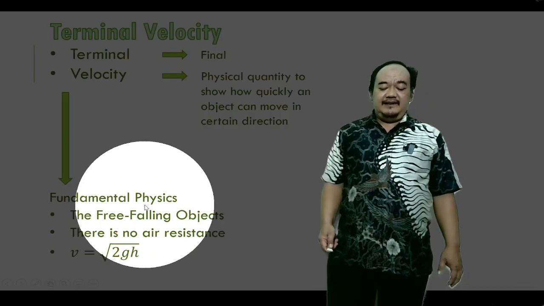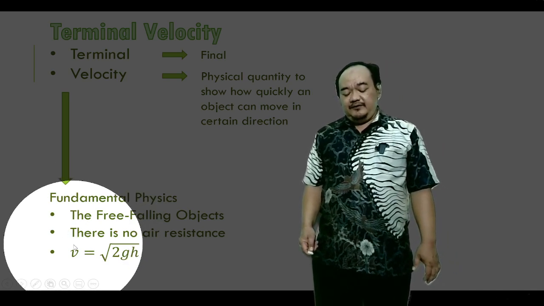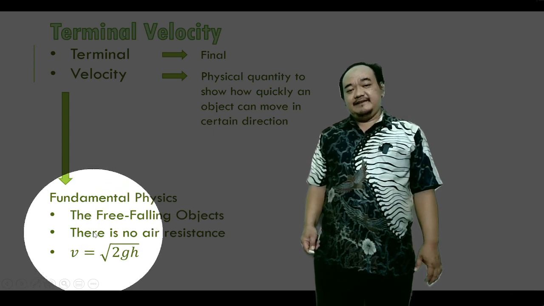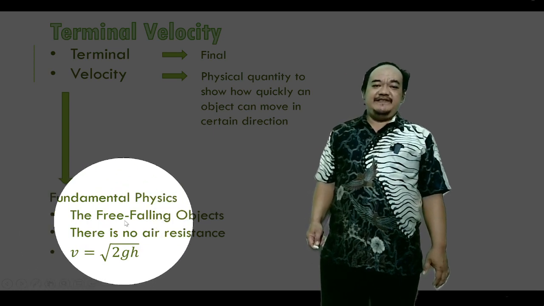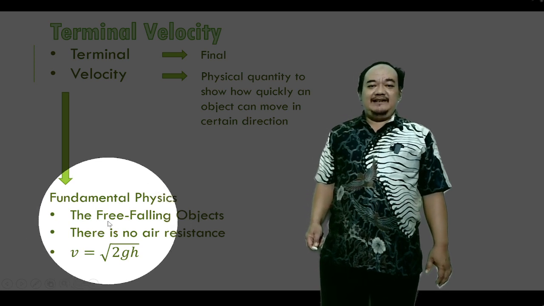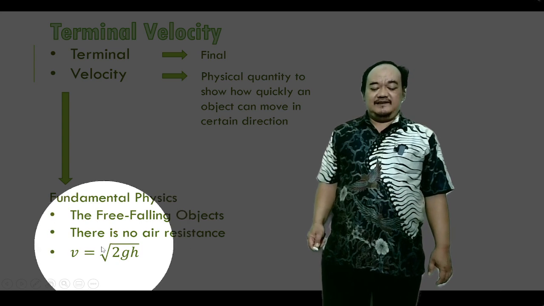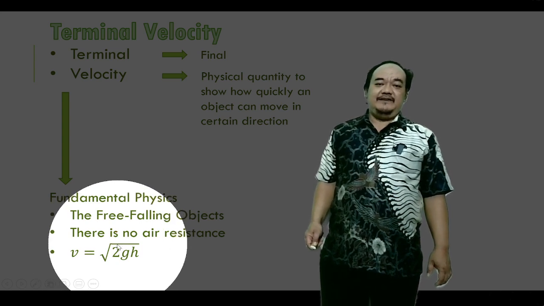So we just have the equation v, the velocity, is the square root of 2gh. H is the height of the object when started to falling to the ground, and g here is the gravity acceleration.